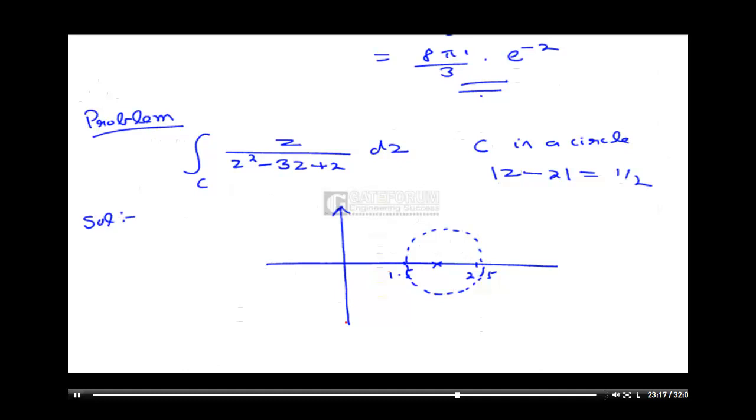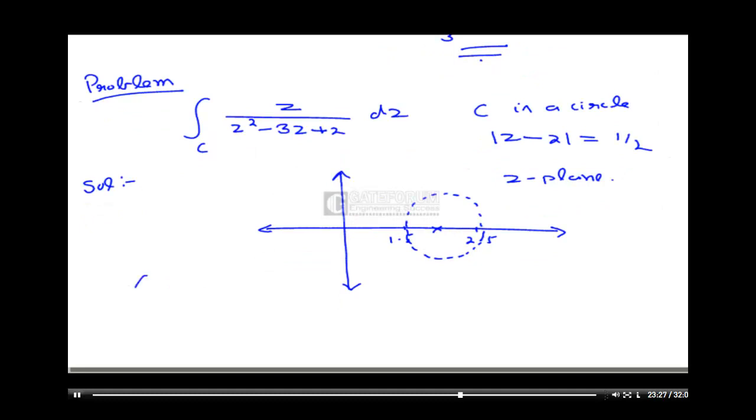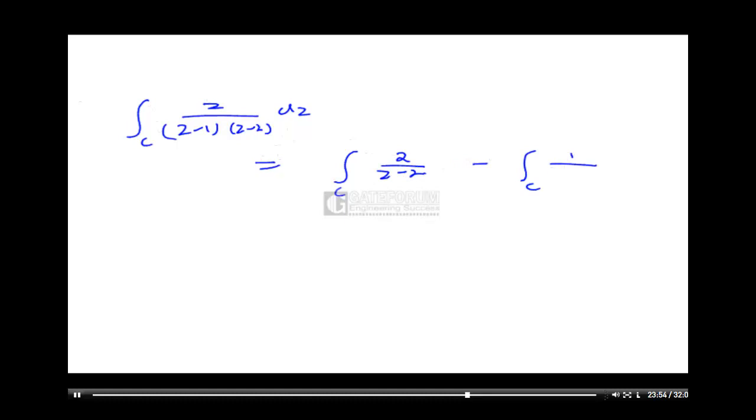I can write this as the z plane. Now, looking at the integral z upon z minus 1, z minus 2 dz, this integral over C can be written as integral over C of 2 upon z minus 2 minus integral over C of 1 upon z minus 1 dz. For the first integral, a is equal to 2. For the second integral, a is equal to 1.